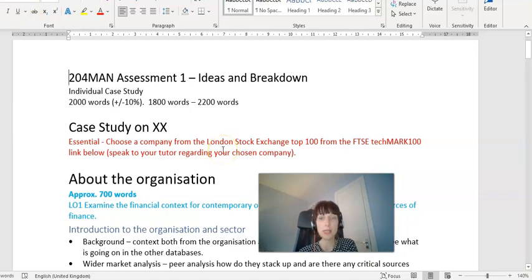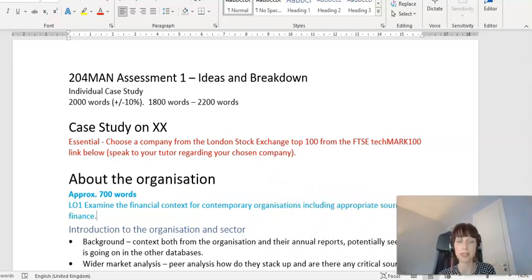So I'd start it with the organisation itself. The first section, I'd use about 700 words for it. So we've got between 1800 and 2200 words. And the first section will cover the first learning outcome. So this is learning outcome 1, exploring the financial context for contemporary organisations, including the source of appropriate finance.